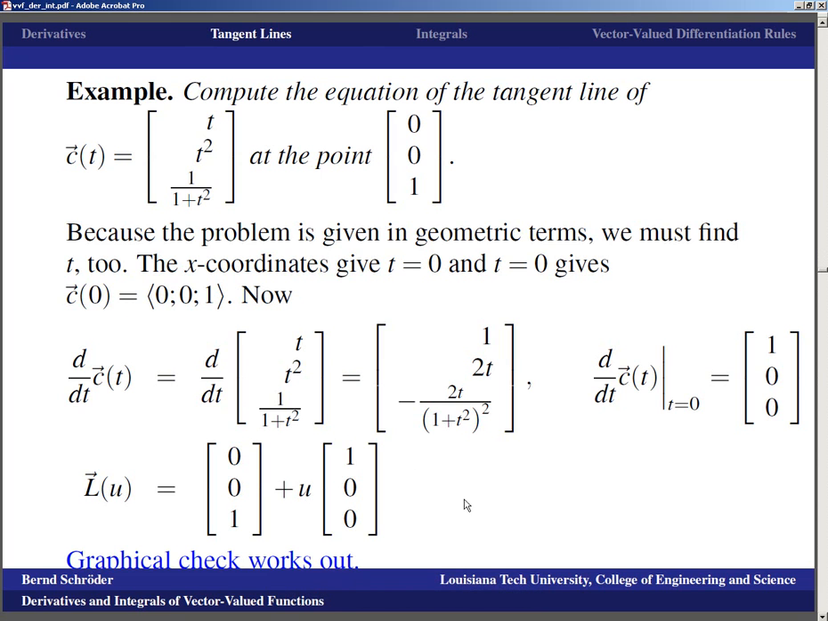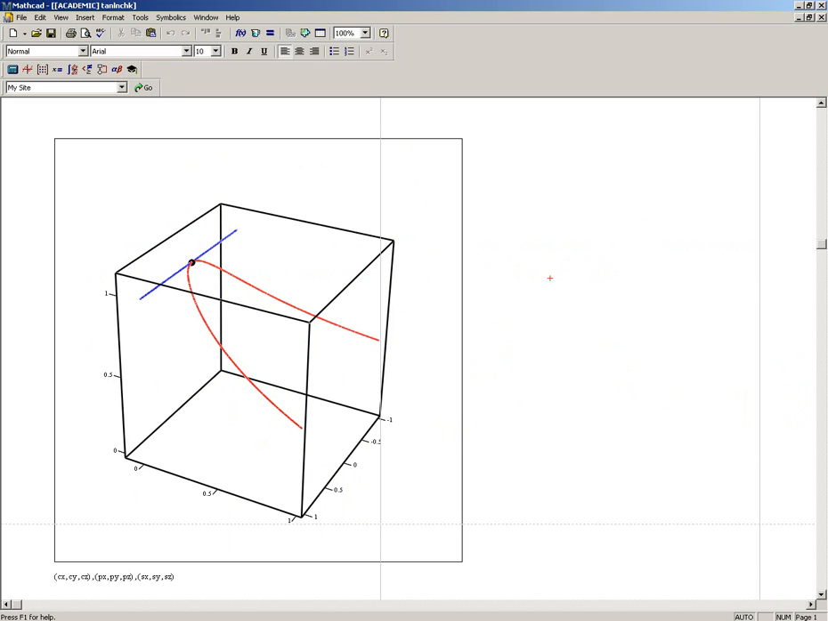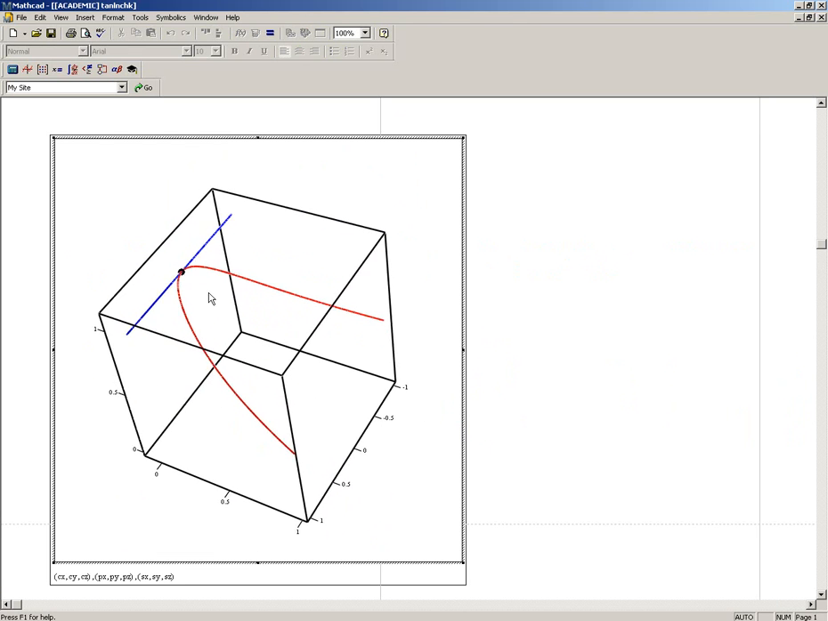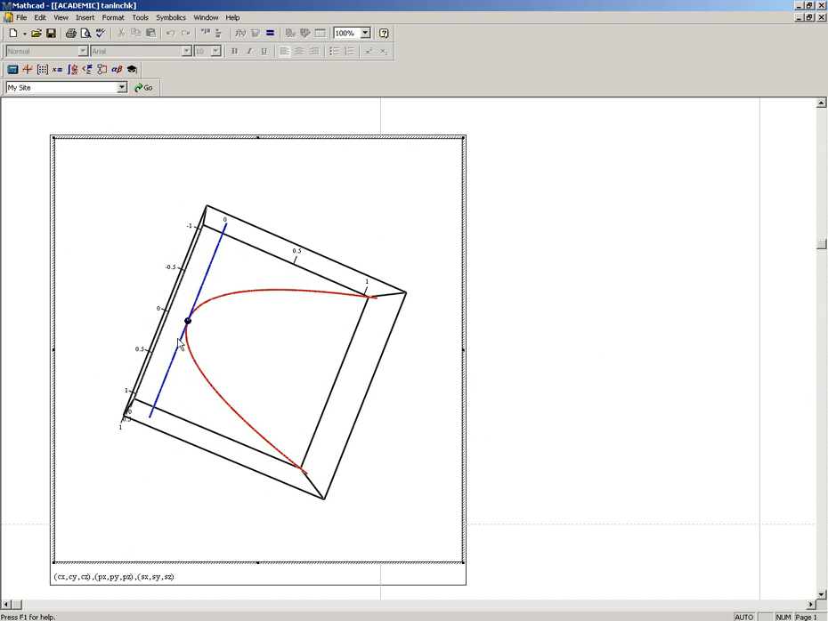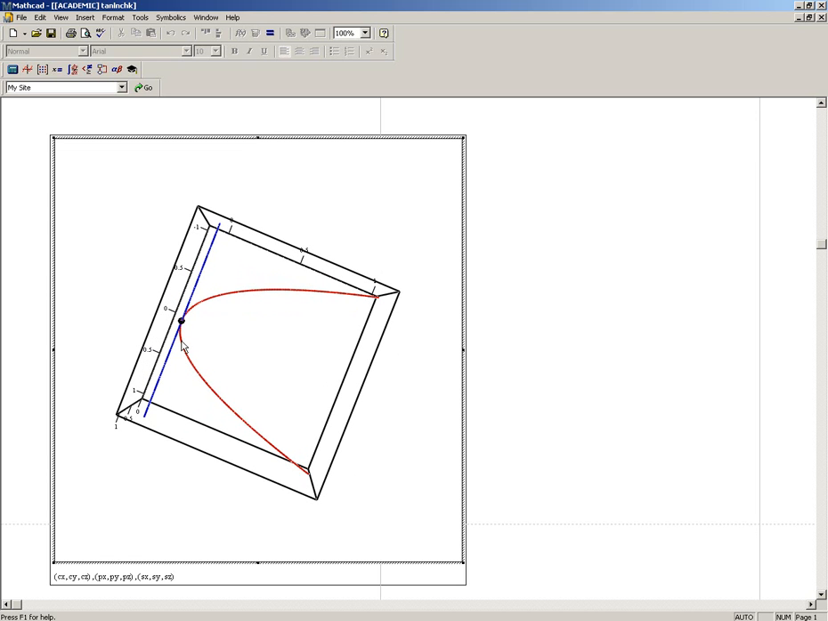And graphically that also works out, because if we look at the picture, here is the function, here's the point where we compute the tangent line, and we can see that from any angle that we want to turn this graph to, the line really is very much tangential. And of course here we can also see that if we look at this down an axis, I think we're looking at it down the z axis maybe, or well, down one of the axes.